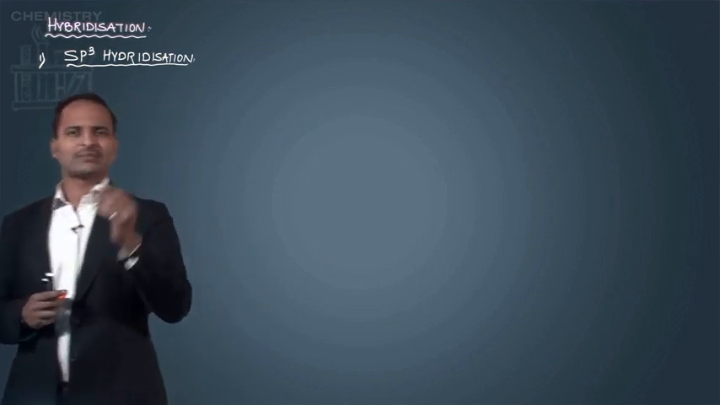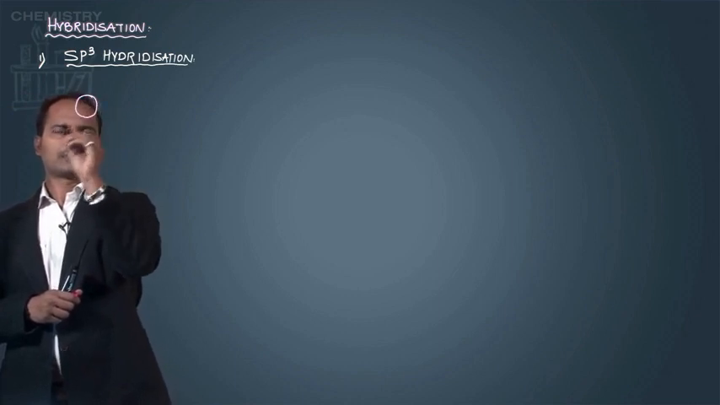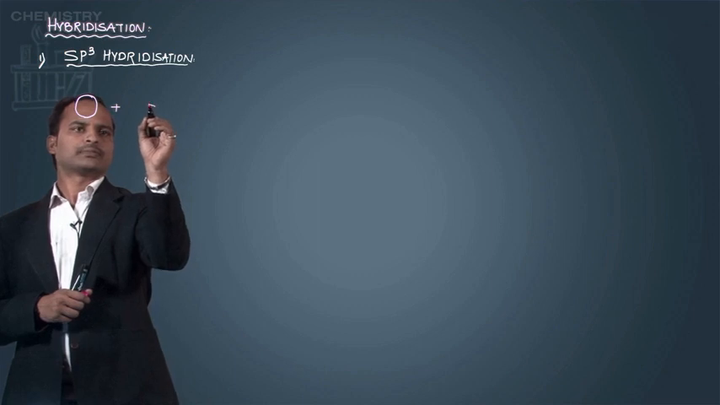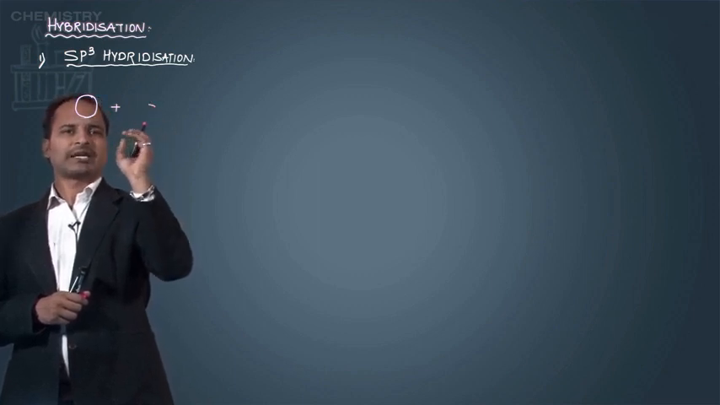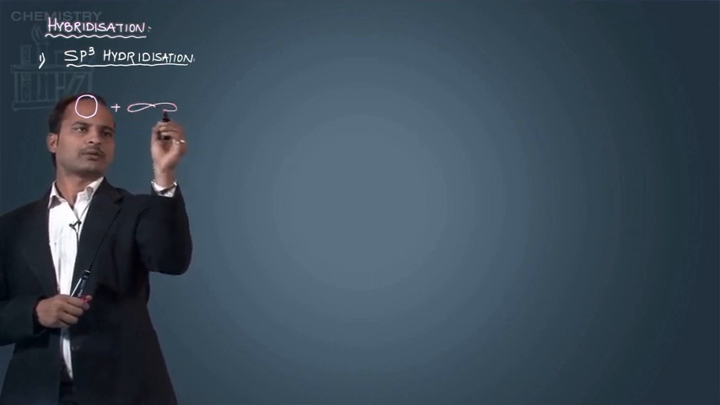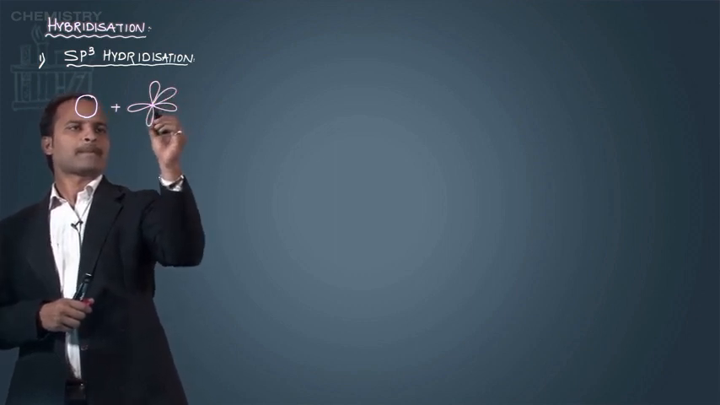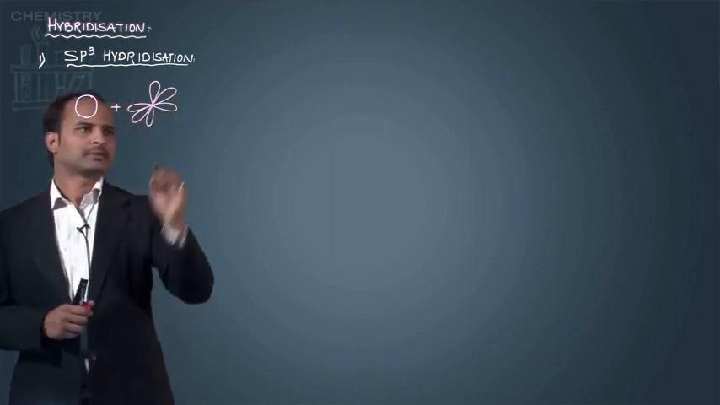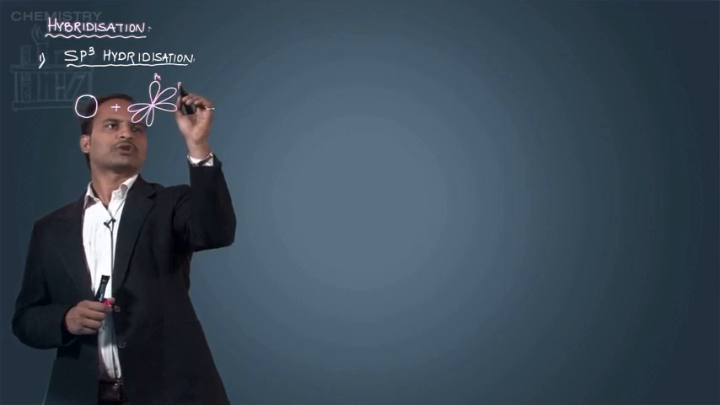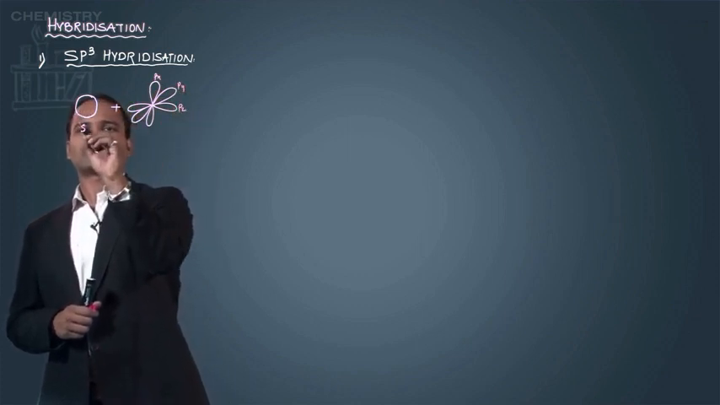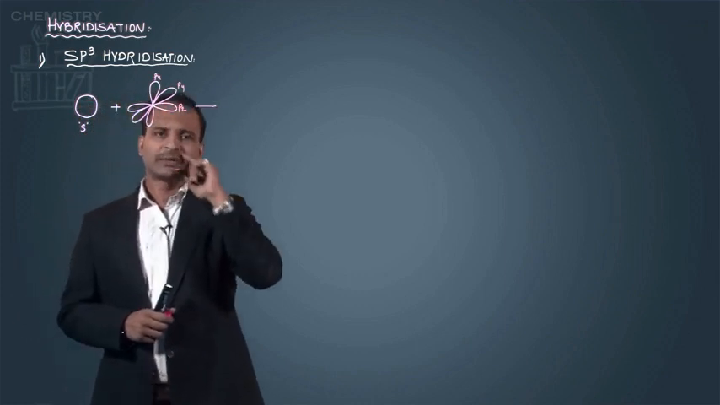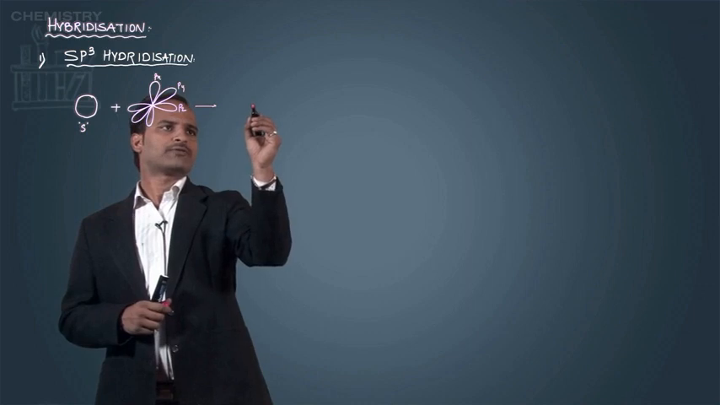So sp3 hybridization, as the name says, 1s and 3p orbitals undergo mixing and recasting. So this is the 1s orbital plus 3p orbitals. 3p orbitals means px, py, and pz. All three will take part. This is the first one, the second one, and this is the third one. All three are taking part. This is going to be px, this is going to be py, and this is going to be pz. So 3p orbitals and the 1s orbital undergo mixing and recasting and produce 4 new orbitals. Those 4 new orbitals will be this one.